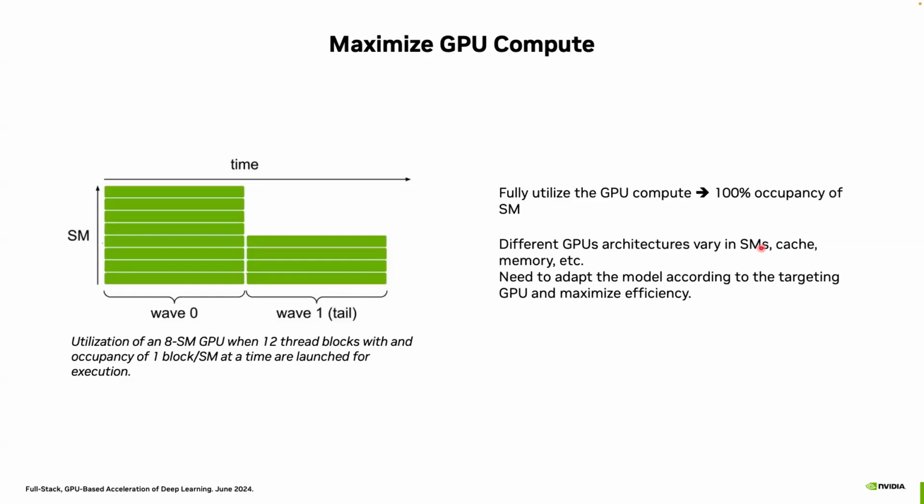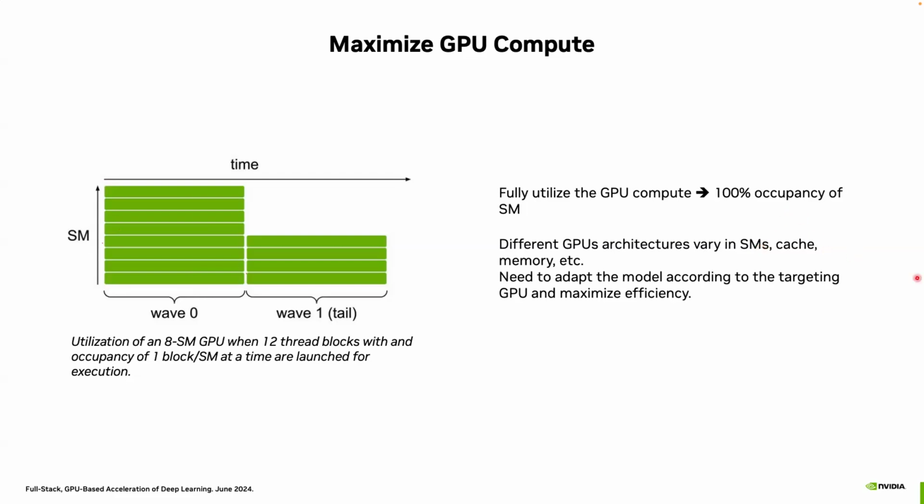The other thing that we need to consider, especially for some mobility applications such as autonomous vehicles, which require real-time response, is that we need to maximize the GPU compute. This is also mentioned by Jason: on the GPU, we have the instructions executed by the streaming multiprocessors. These instructions will be split into waves. So to fully utilize the GPU compute, we'd better have 100% occupancy of the streaming multiprocessors.